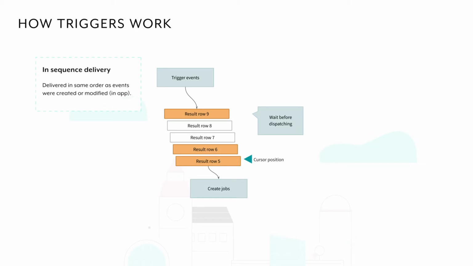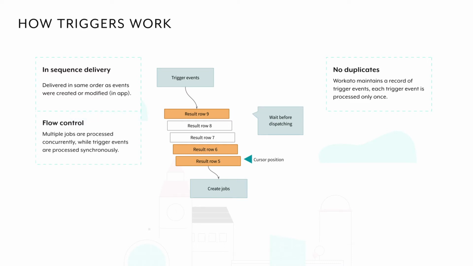In-sequence delivery means trigger events will be processed in the same order as when the events were created or modified. There will be no duplicates of trigger events as it is only processed once. Workato will reject the event if the sending system sends a duplicate event. Flow control of jobs is guaranteed when using a higher concurrency.